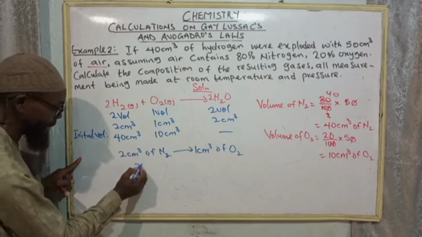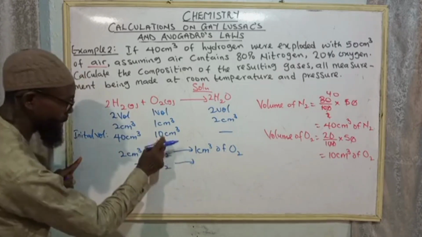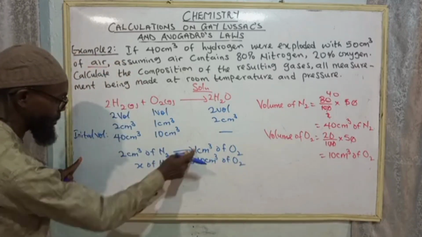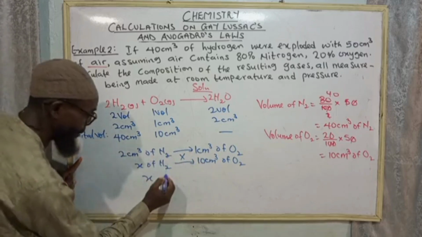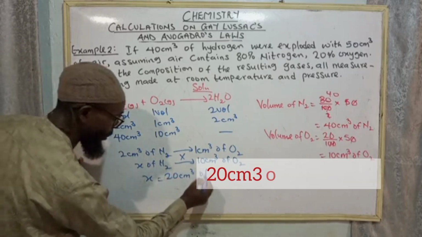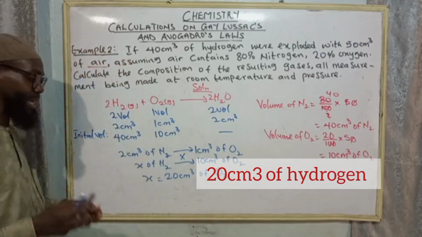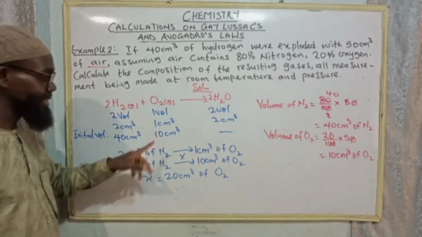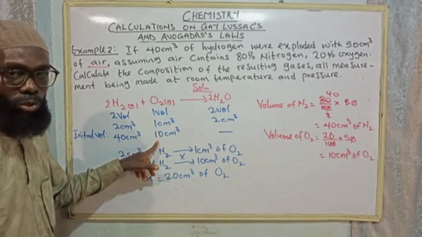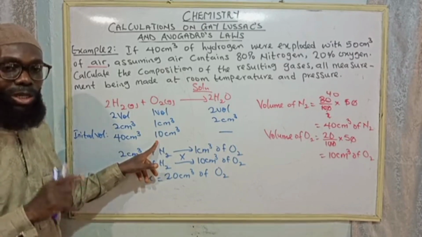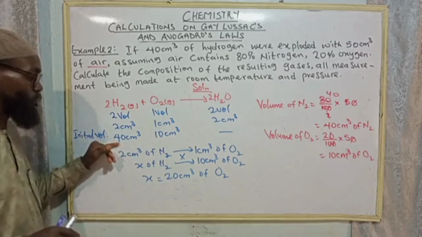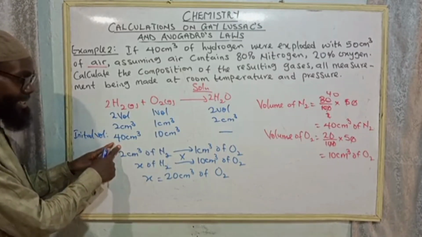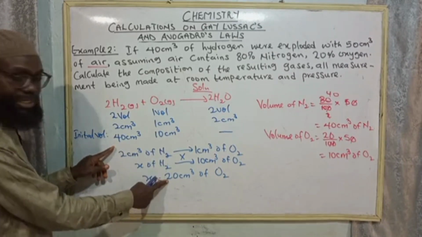Now, how many centimeter cube of hydrogen will produce 10 centimeter cube of oxygen? From here, x times 1, we have x equals 2 times 10, we have 20 cm cube of oxygen. You can see that normally 20 cm cube of oxygen is supposed to react here, but 10 centimeter cube was reacting, meaning that this oxygen has been used up. So it's called a limiting reagent. So this hydrogen is going to be our excess reagent. Excess by what? By 20 centimeter cube.